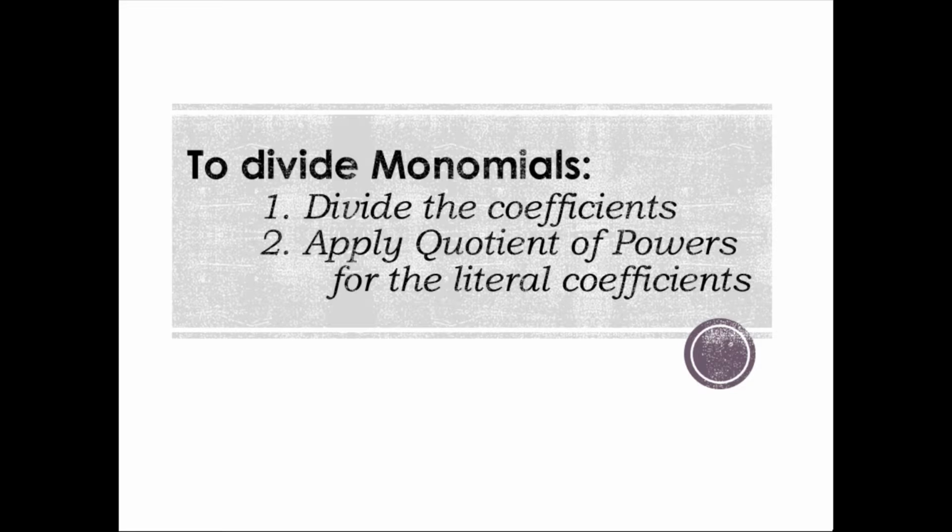For dividing monomials, we also follow two steps. 1. Divide the coefficients, that means the constants. And 2. Apply quotient of powers for the literal coefficients. It means that we are going to subtract the exponents if the bases are the same.